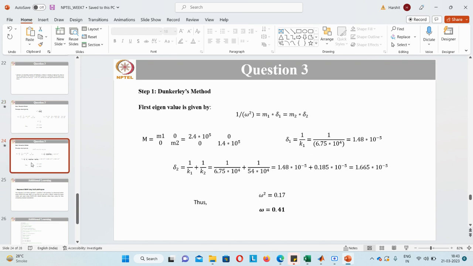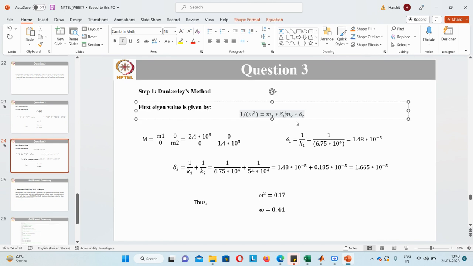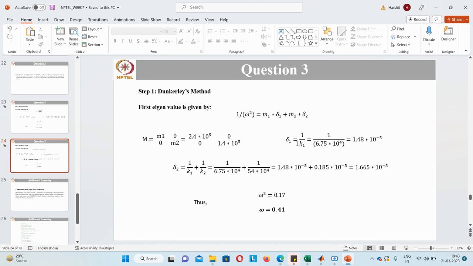Okay. And similarly, there is Dunkley's method, in which the first eigenvalue is given by 1 upon omega square is equal to m1 delta 1 plus m2 delta 2 plus so on. So we know the mass matrix, and delta 1, that is the flexibility coefficient, is nothing but 1 upon k1. Delta 2 is 1 upon k1 plus 1 upon k2 and so on.